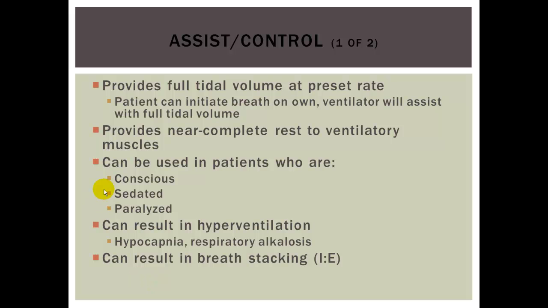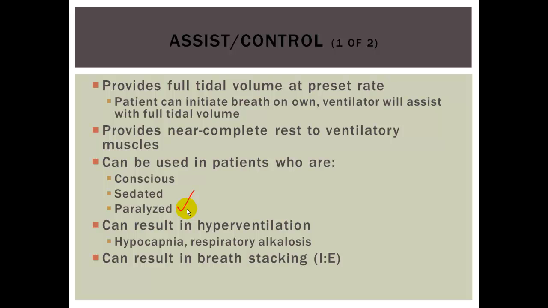Now, a lot of questions arise: wait a second, we're assisted here, how's this going to work on a patient that's paralyzed? We can set a specific respiratory rate that must be maintained. So in that case, if a time has lapsed, then the ventilatory cycle will trigger. It can result in hyperventilation, which is one of the downfalls of this, meaning low CO2 levels or respiratory alkalosis from flipping their gases.